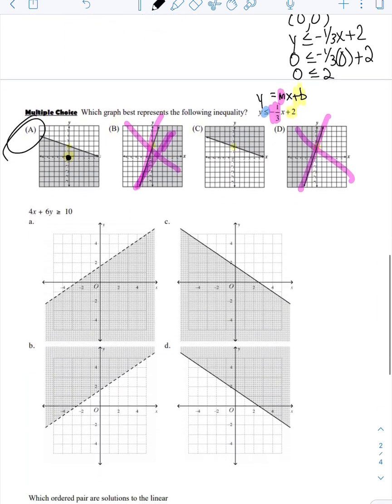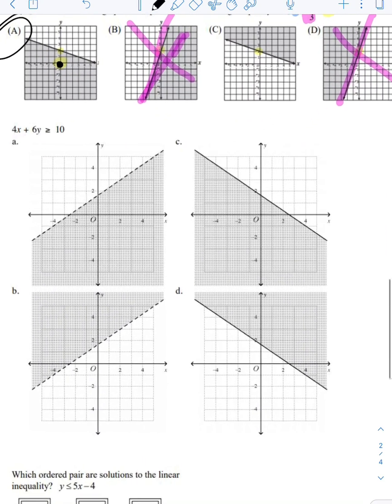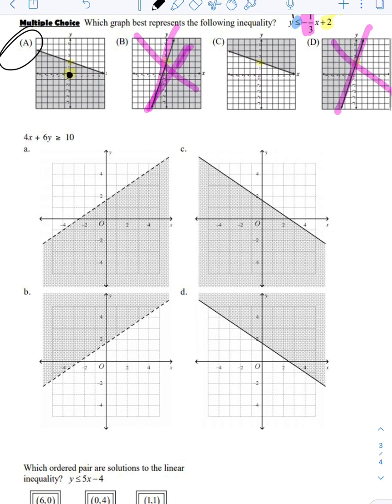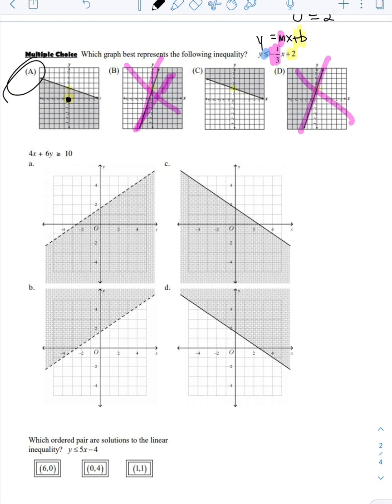Now let's take a look at another example. In the next example, what do you notice about that equation? Well, it's in standard form. So before I actually test that, I want to get it into slope-intercept form. So that's the first thing I'm going to do.